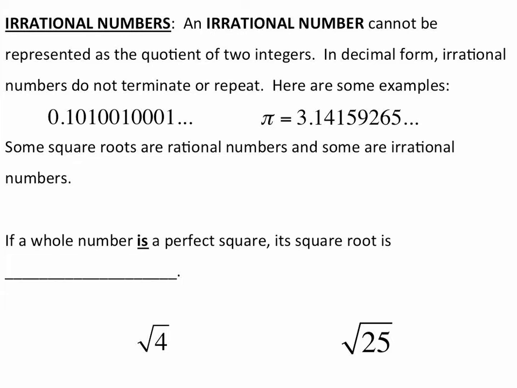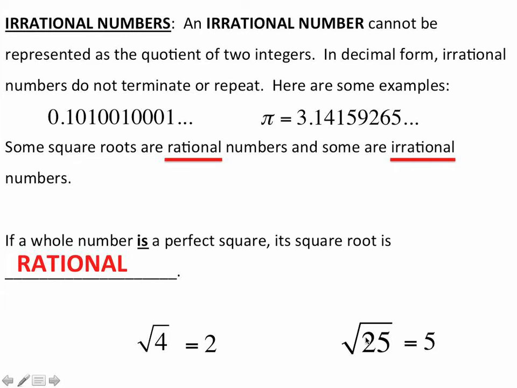So some square roots are rational numbers, and some square roots are irrational numbers. If the whole number is a perfect square, its square root is going to be rational. For instance, the square root of 4 is just 2, because 2 times 2 is 4. That's a rational number. The square root of 25 is 5, because 5 times 5 is 25. That's a rational number. So if the whole number is a perfect square, then its square root is going to be a rational number.